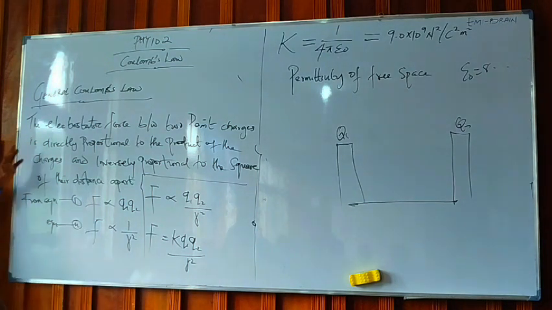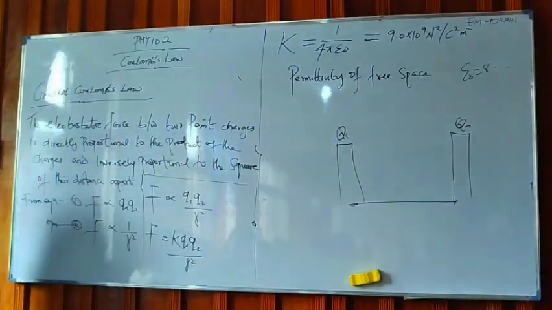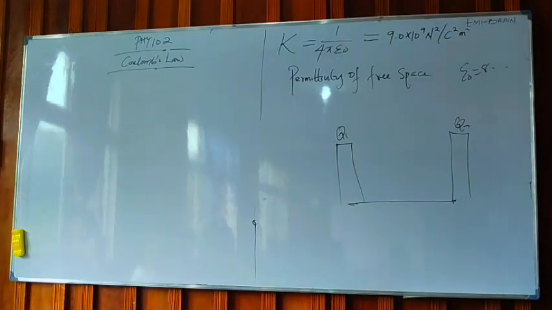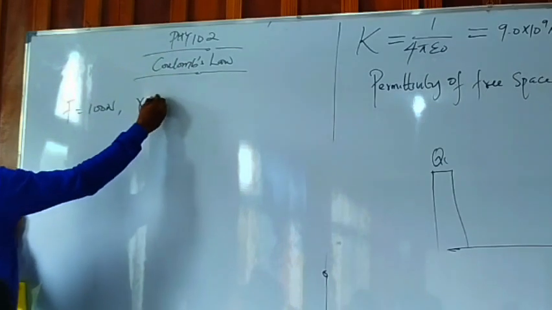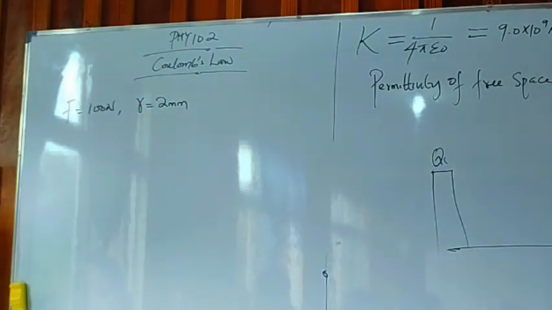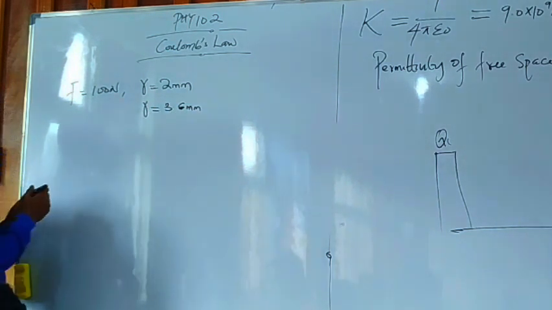Are you there? Okay. Now, let's solve some problem. Look at this. Put this down. A force of 100 Newton acts between 2 point charges separated by a distance of 2 millimeter. What is our force? 100 Newton, right? What's our distance? 2 millimeter, right? Calculate the value of the force when the distance is increased to 3.6 millimeter in the same direction.